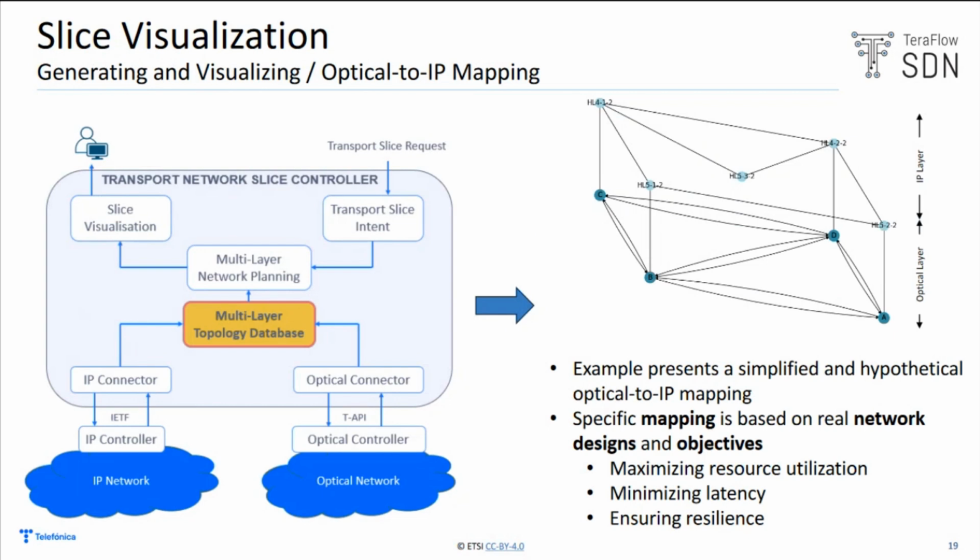Here we have a representation of the topology, with the IP and the optical topologies combined with the information. As I explained, this is static information, but we are working on making it dynamic, so it can change in everything.